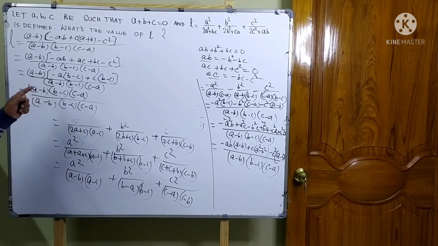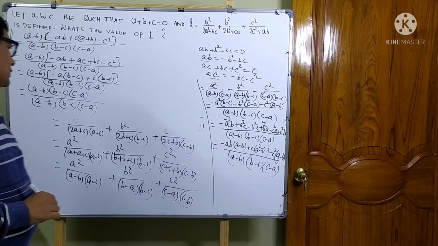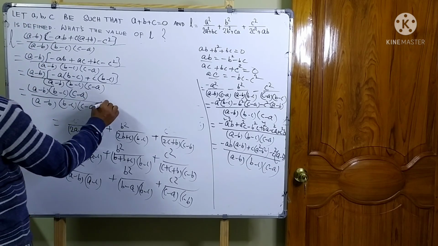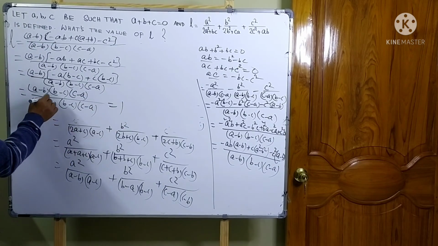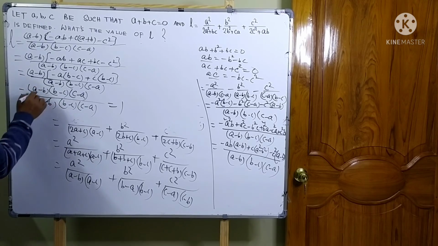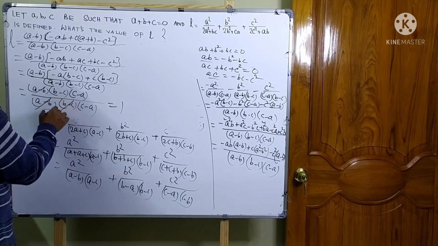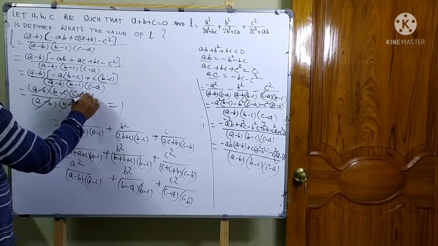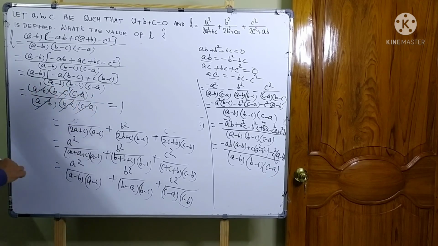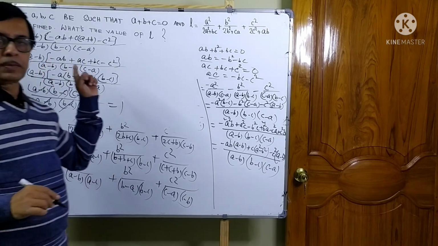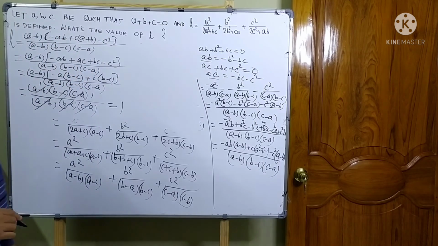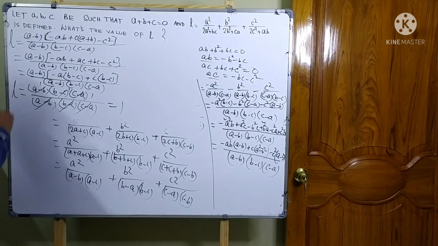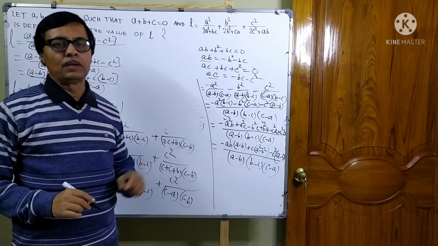Here numerator and denominator are the same, so we can write this as 1. These cancel out, a minus b cancels out, b minus c cancels out, c minus a cancels out, leaving 1. So the value of L is equal to 1.